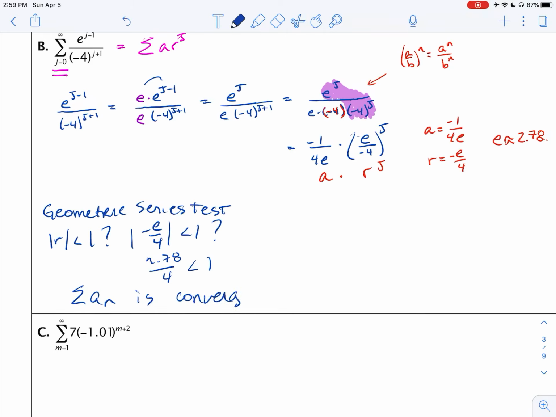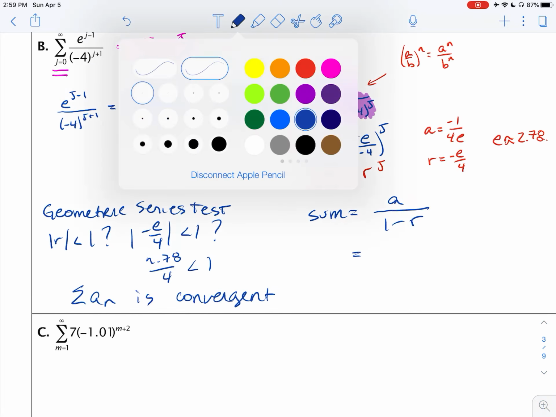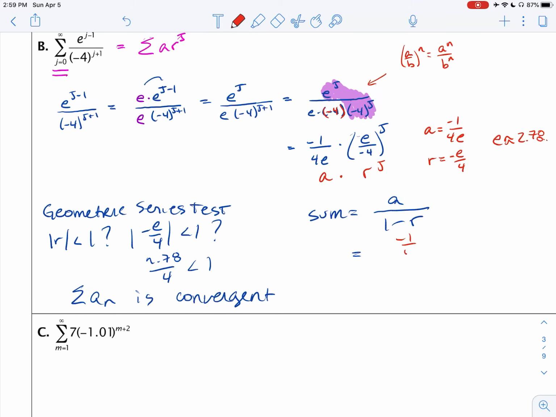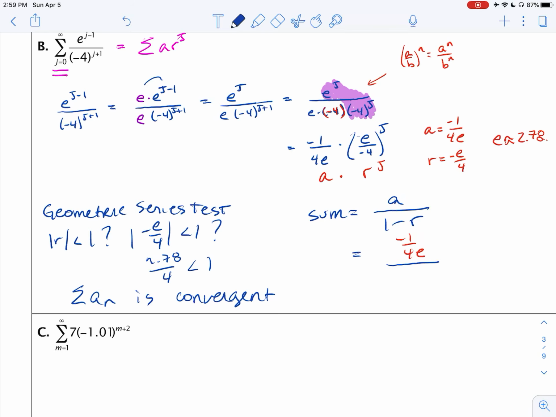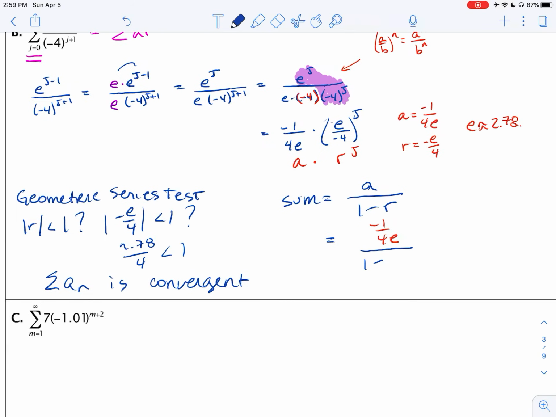So what is its sum? Its sum is going to equal a over 1 minus r, and my a here is negative 1 over 4e, and my r is negative e over 4, which is equal to minus 1 over 4e over 1 plus e over 4.